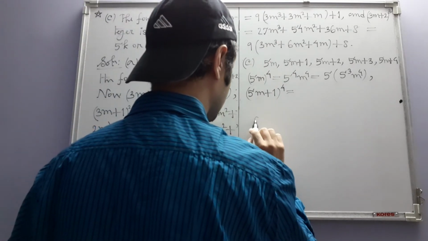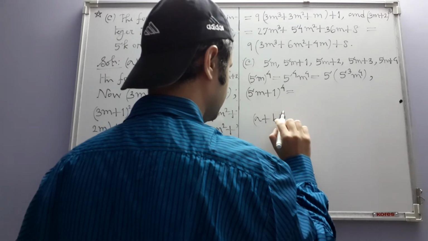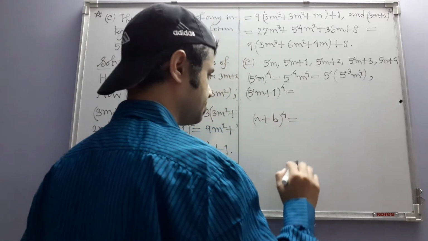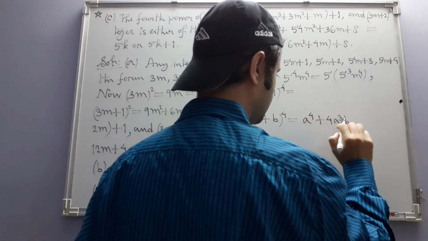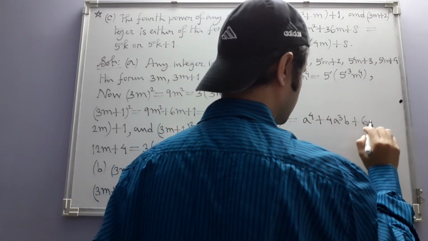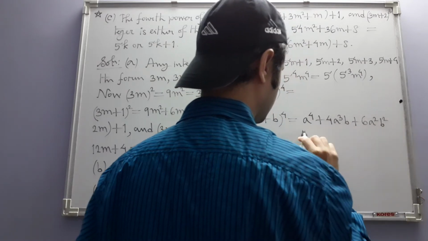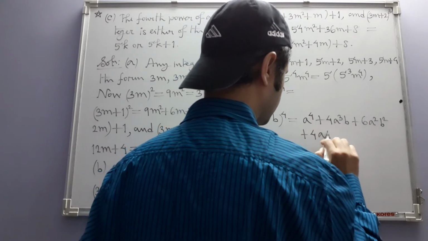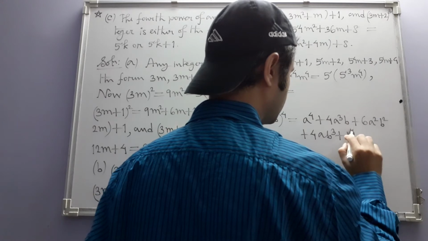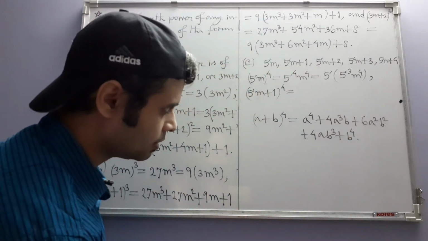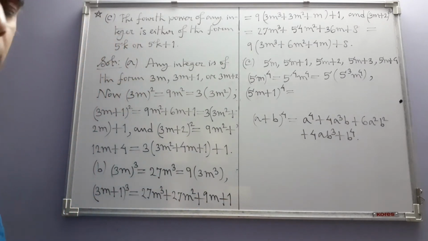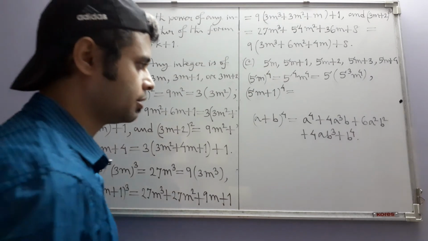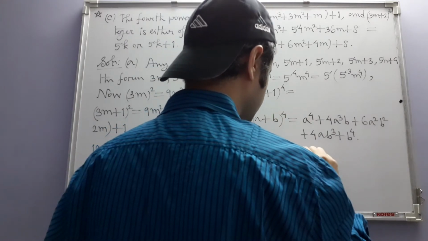The expansion of (a plus b) whole to the power 4 is a to the power 4 plus 4a cubed b plus 6a square b square plus 4 ab cube plus b to the power 4. How are we figuring out the coefficients? Of course you can use the actual binomial theorem to find the coefficients, but a quicker way is to use Pascal's triangle, since this 4 is not very big.